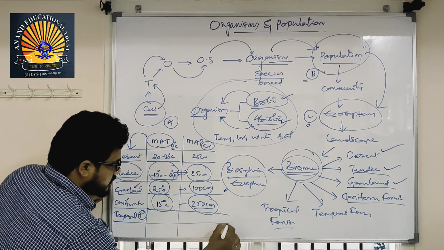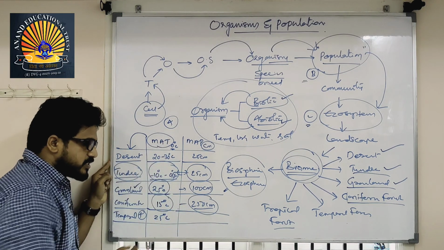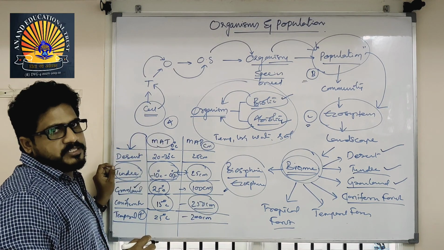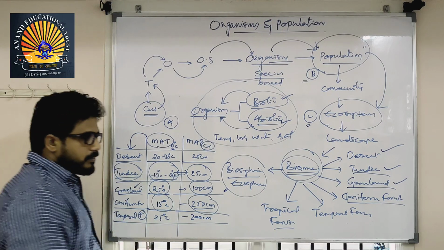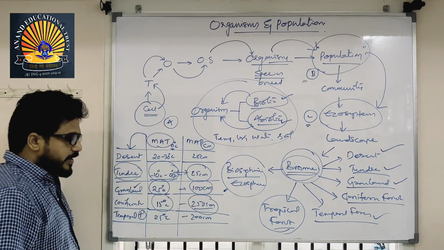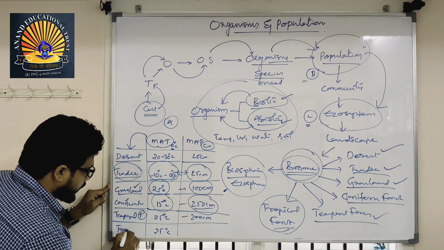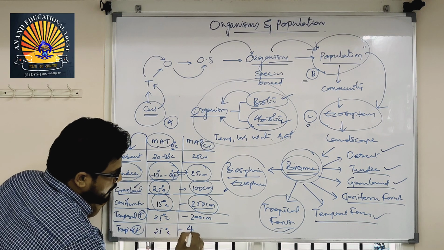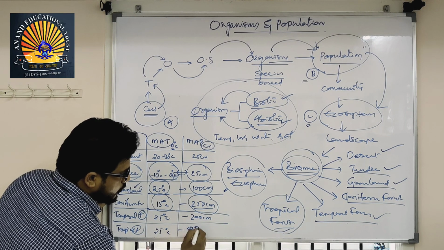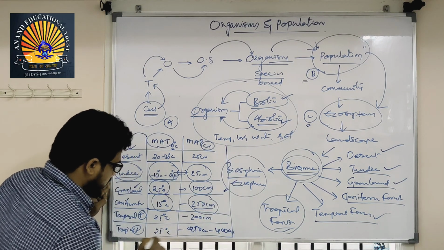In the temperate forest, you see 25 degrees Celsius annual mean average temperature, whereas 200 centimeters is the mean average precipitation. These two decide a particular biome, that is called temperate forest. The last one is a tropical forest. Tropical forest is decided by 25 degrees, whereas here the mean average precipitation will be 250 centimeters to 400 centimeters.